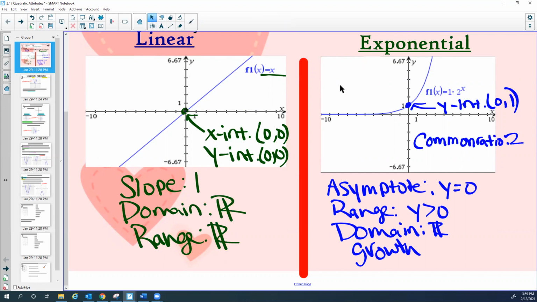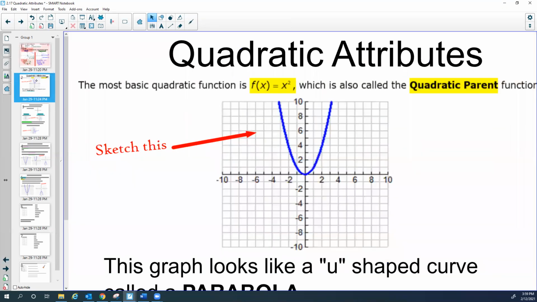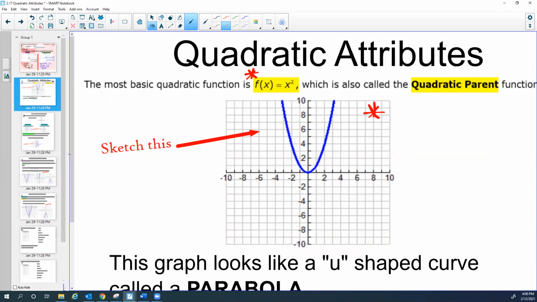So the reason why we review this is because we are going to be talking about another function. This is the last function we're going to talk about here in Algebra 1. This function is called a quadratic function. Okay? You want to write down everything you see about this quadratic function. The quadratic function, the parent function in particular, is f of x equals x squared. The graph is going to look like this here. And you want to make sure you get a sketch of that graph.